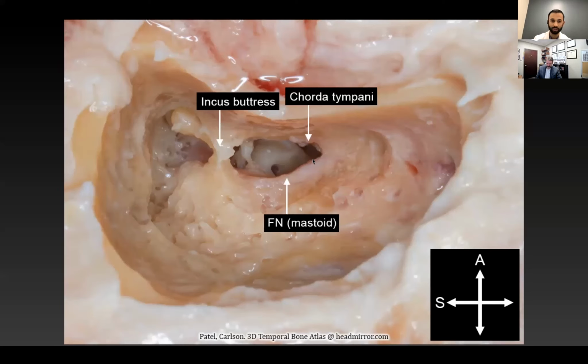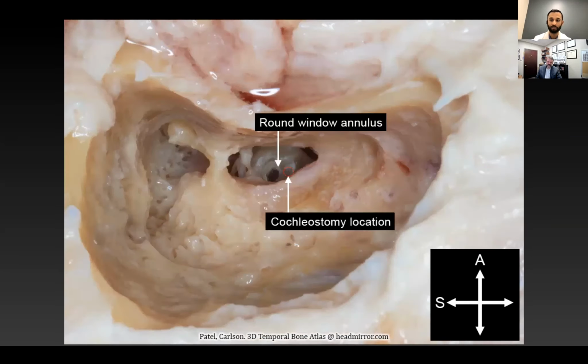But if you stick to that relationship where it's about 2 millimeters from the pyramidal eminence, often you'll discover that just taking the round window niche overhang off will reveal all of the round window membrane. You'll say, oh, it's actually much more superiorly positioned than I thought it would be.